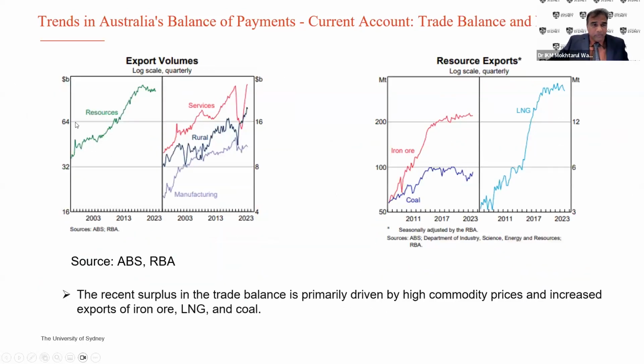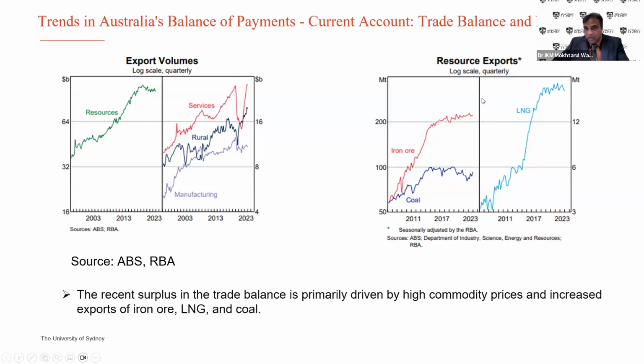All right, so then we look at the export volumes. Of course, these are log scales, so we have resources here, and we have services and rural, and we have manufacturing. We can see that resources are rising, the volume is rising. So in an absolute sense, the volume is rising. And if you look at the right-hand side, the services export was rising, but it fell drastically because we had COVID-19. So around 2020, these exports fell.